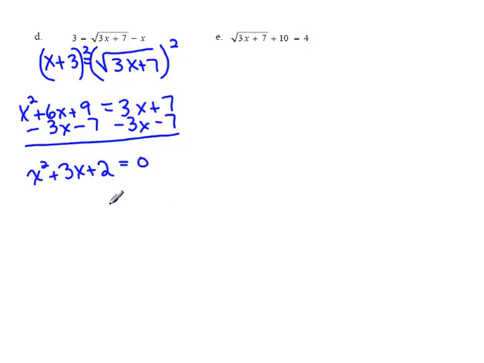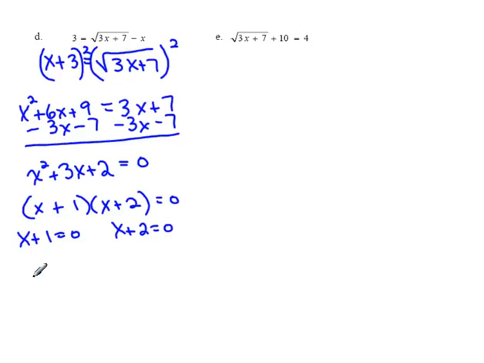And we now factor this. Factors of 2 that add to give you 3 are positive 2 and positive 1. Set each factor equal to 0 and solve. So the possible answer for this factor is negative 1 and for this one is negative 2. So you have two possible answers for this particular radical equation. You need to check both. In this particular case, both of them work. So you would write your answer in solution set form, and it doesn't matter if they're not in order.